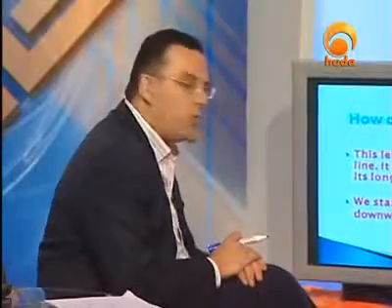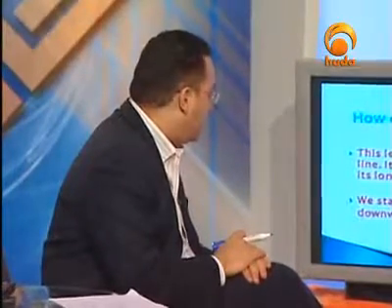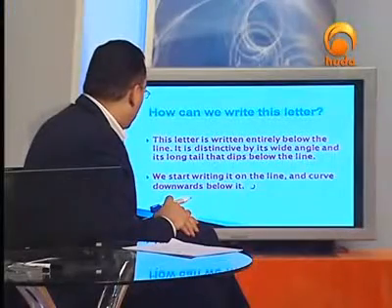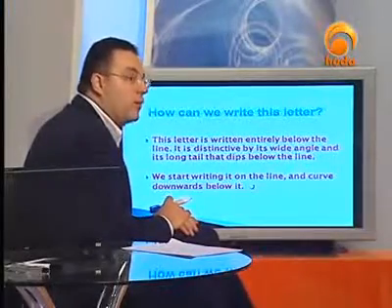So we say Ra. Right, exactly. So even something like that. Okay, let me start here. It says this letter is written entirely below the line. It's distinctive by its wide angle and its long tail that dips below the line. I think that is absolutely perfect to say something like that. We start writing it on the line and curve downwards below it.